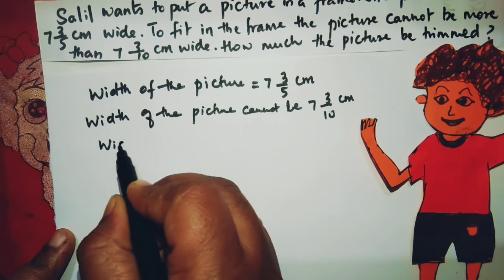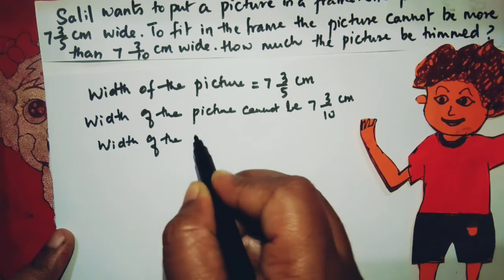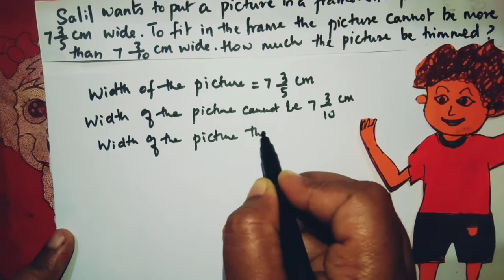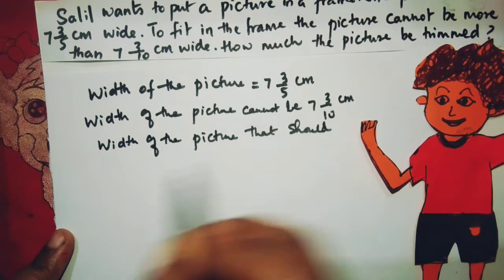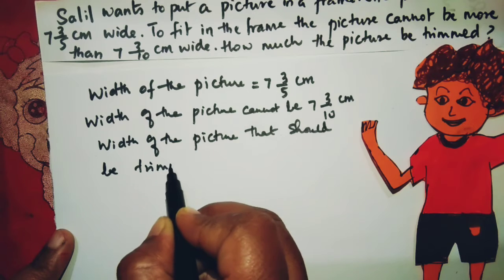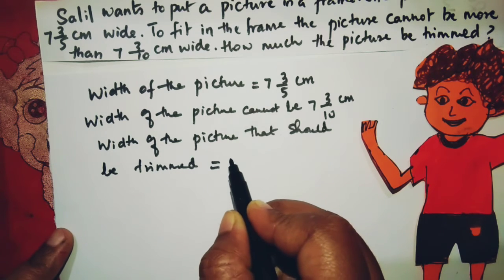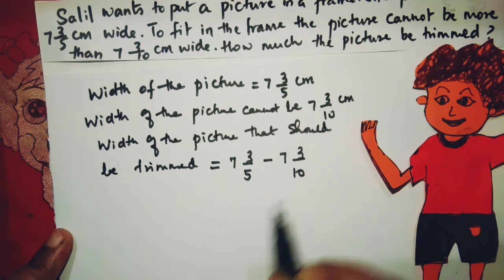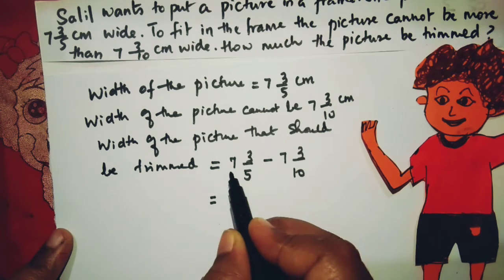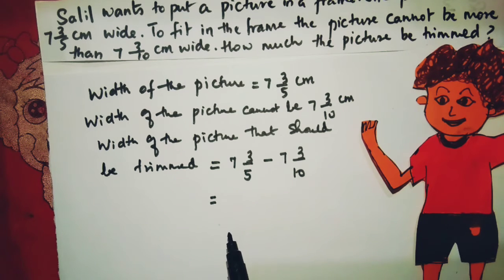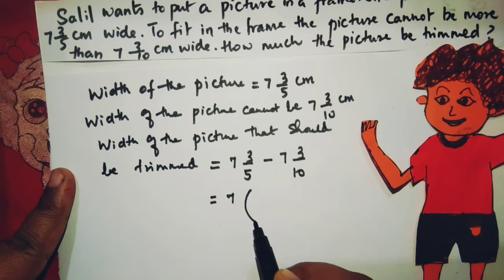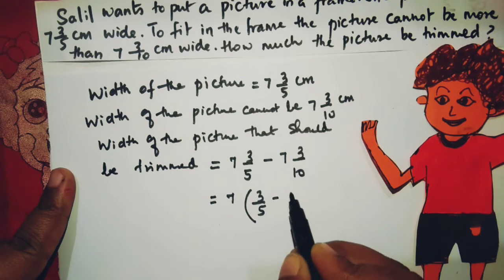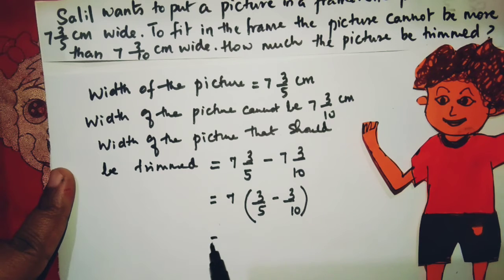So the width of the picture that should be trimmed is equal to 7 3/5 minus 7 3/10. So now here you can see 7 and 7, they both are common, right? So now what you can do is put it in the bracket here, and now this will be 3/5 minus 3/10. Okay. So now from both we are going to subtract.